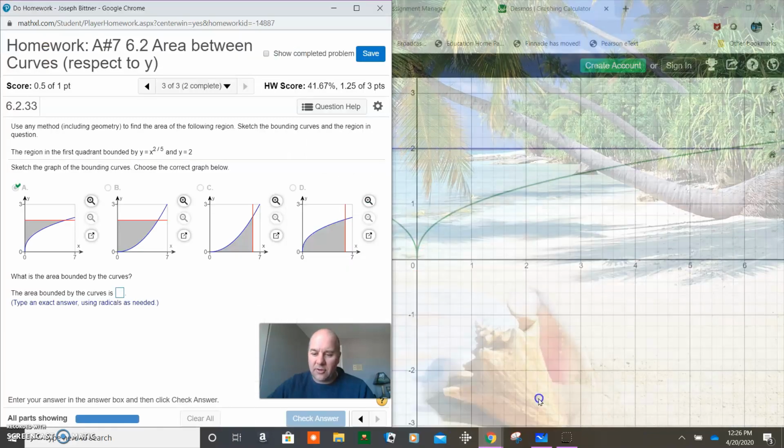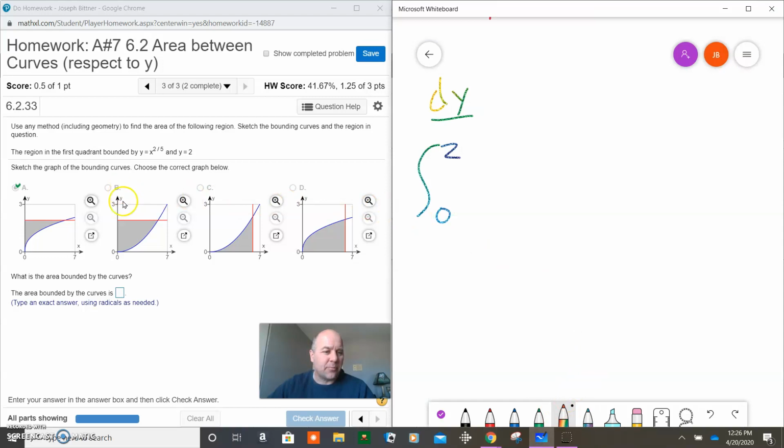Let me go back to the graph. Let me go back to my work here. And the equations, though, again, they say y equals, I want x equals, so I'm actually going to solve it just in my head here. So it'll be y to the 5/2 equals x, and the other one's just going to be y equals 2. I don't have to do anything with that one.